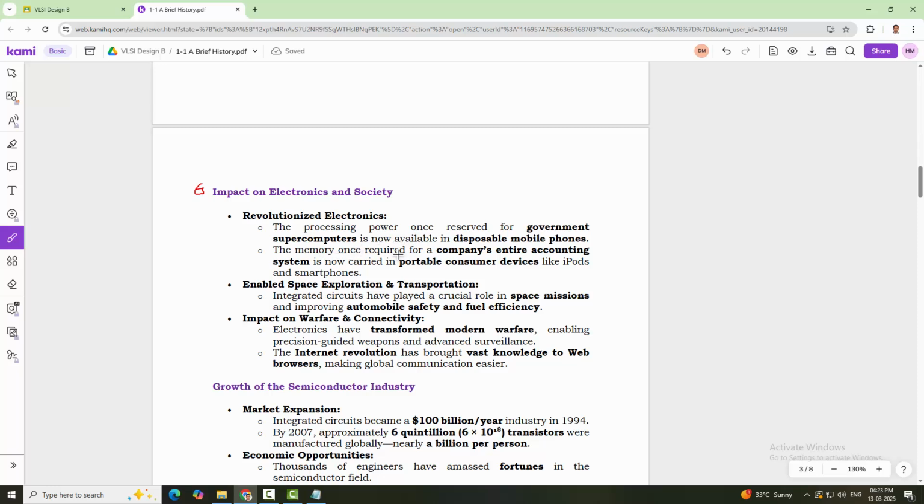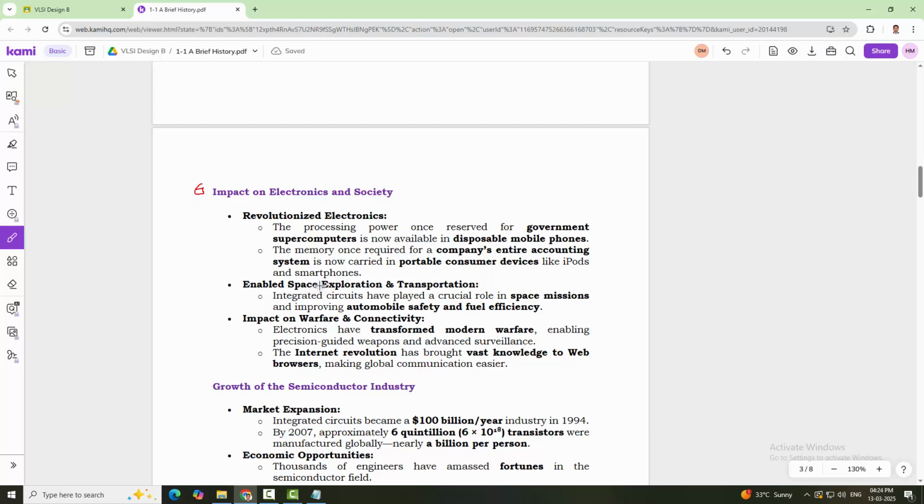The memory once required for a company's entire accounting system is now carried in portable consumer devices like iPods and smartphones. Present day, you can have 5 GB, 10 GB of memory in smartphones and iPads, which were earlier available only for the accounting systems of public sectors.